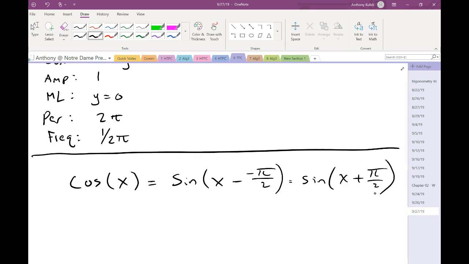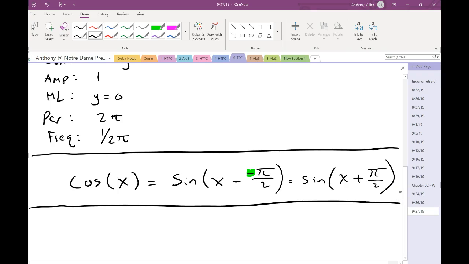So remember, the h is the thing that controls the shifting left or right. If we're going to the left, that h value needs to be negative. That's why we picked negative pi over 2. So that's an important relationship, and we'll come back to that relationship again here later.